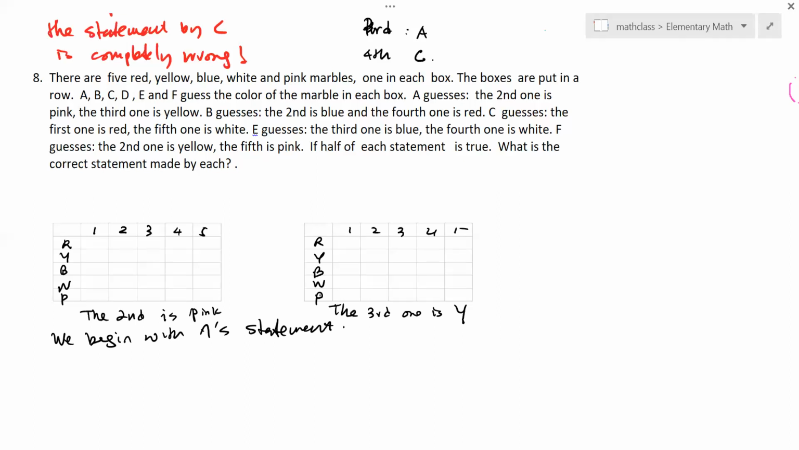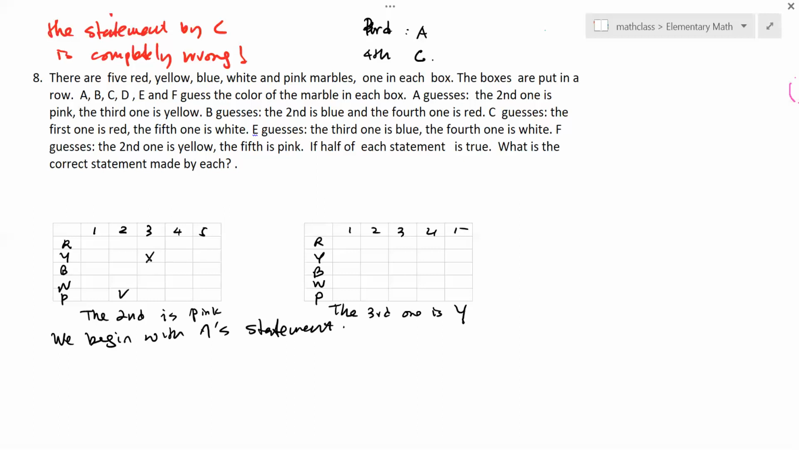Okay. So where's a pink? Second one is pink. That's a correct statement. Then the third one is yellow. The third one is yellow is the incorrect statement. Okay. That's made by A.